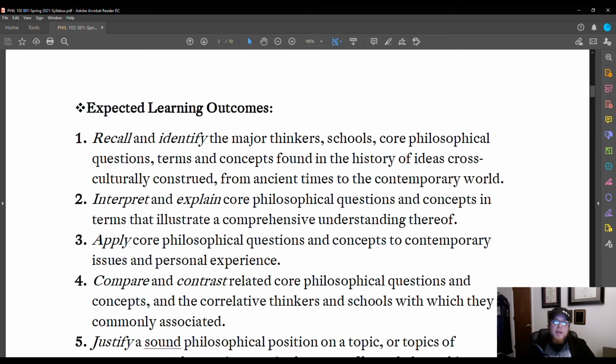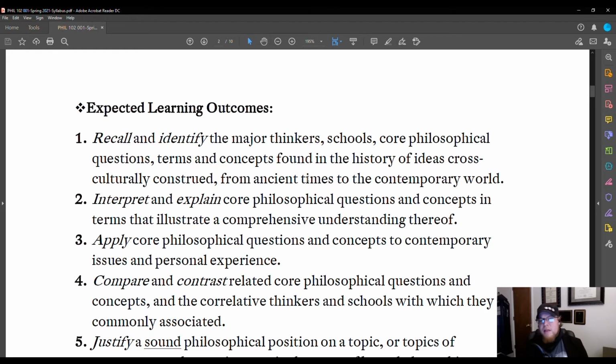Second thing, interpret and explain core philosophical questions and concepts in terms that illustrate a comprehensive understanding thereof. Now, comprehensive understanding is not the same thing as a magisterial understanding. So what I mean by that is I want you to be able to talk about these things intelligently. Now, do I expect you to know everything about it? Absolutely not. But engage with the questions, engage with the concepts, and do your best to understand it.